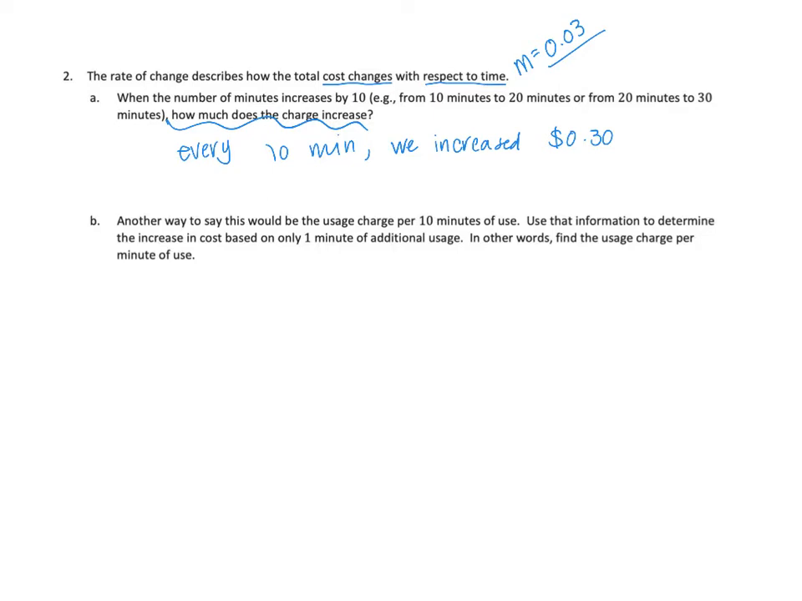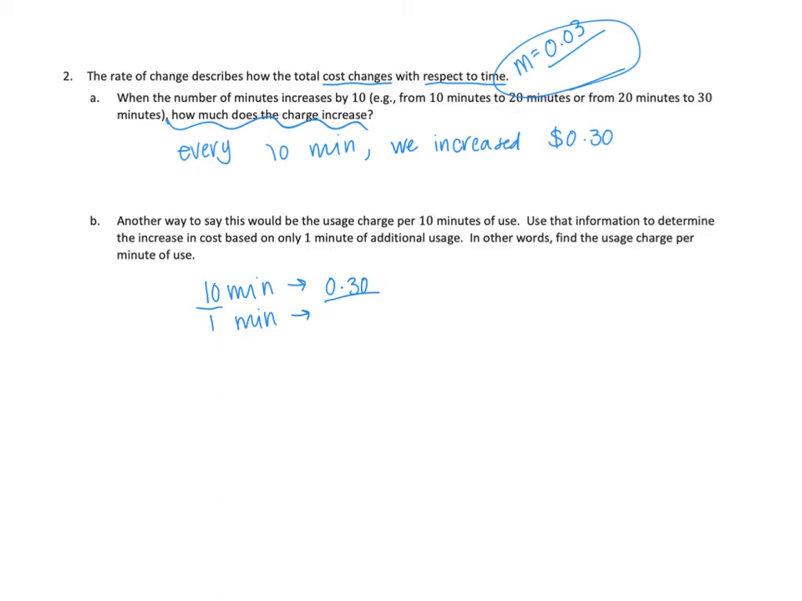B says, another way to say this would be that the usage charge per 10 minutes of use. Use that information to determine the increase in cost based on only 1 minute of additional usage. So if every 10 minutes it's going to cost us 30 cents, it wants us to figure out, well, what's in 1 minute? And we already did this on the other page. It's just showing you this relationship. So basically, these are going to be equivalent fractions, and we already know that the constant rate for 1 minute is what we found on that last page, 0.03. It's just showing you a different way to kind of figure this out.